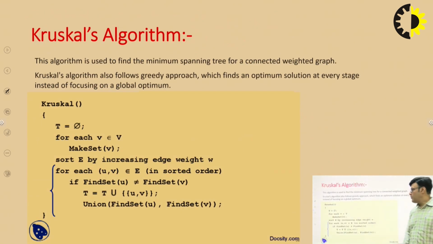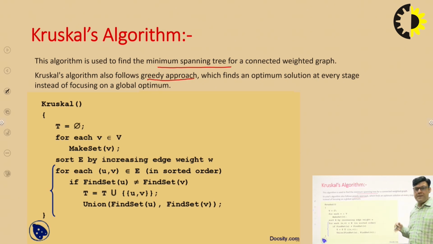So let me elaborate. First, number 1 is Kruskal. As I have already stated, it is used to find the minimum spanning tree for a connected weighted graph. Connected means all the vertices are connected with each other. I can travel from any one vertex to any other vertex. Okay. Secondly, this algorithm follows the greedy approach.